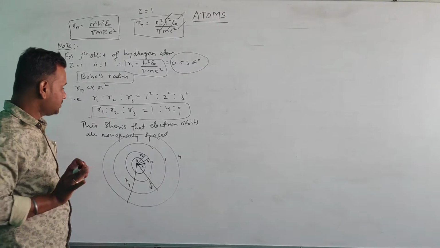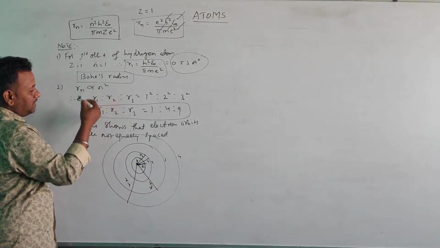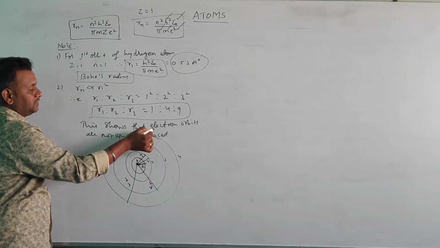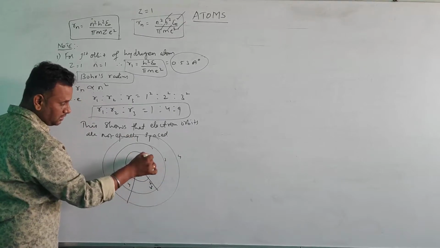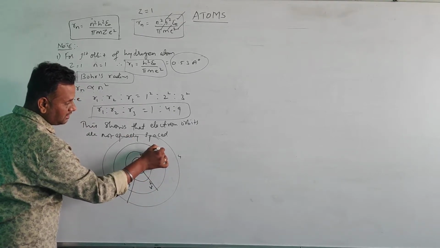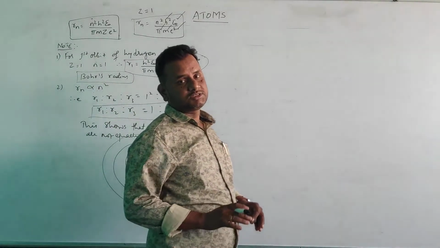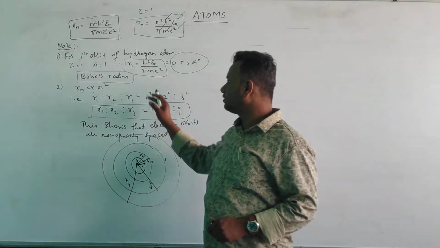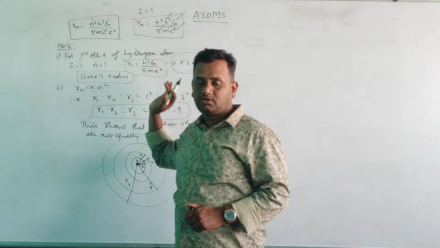So here, Rn is directly proportional to the square of the nth orbit. This shows that these electron orbits are not equally spaced. They are not equally spaced. So you should always remember these two important notes.